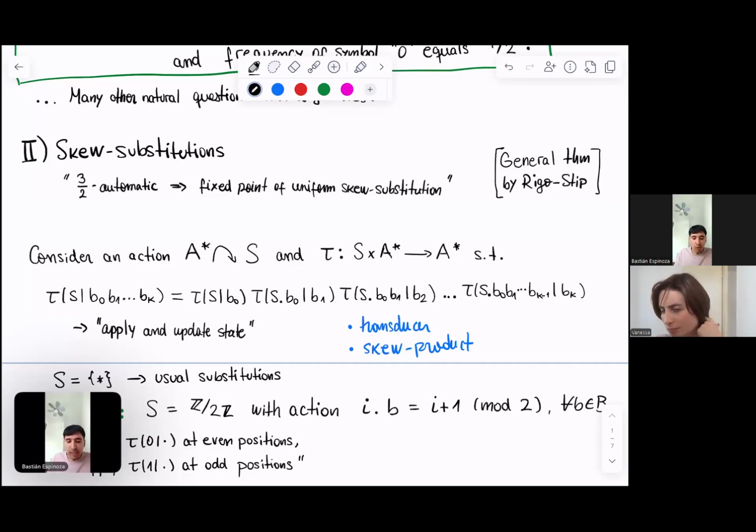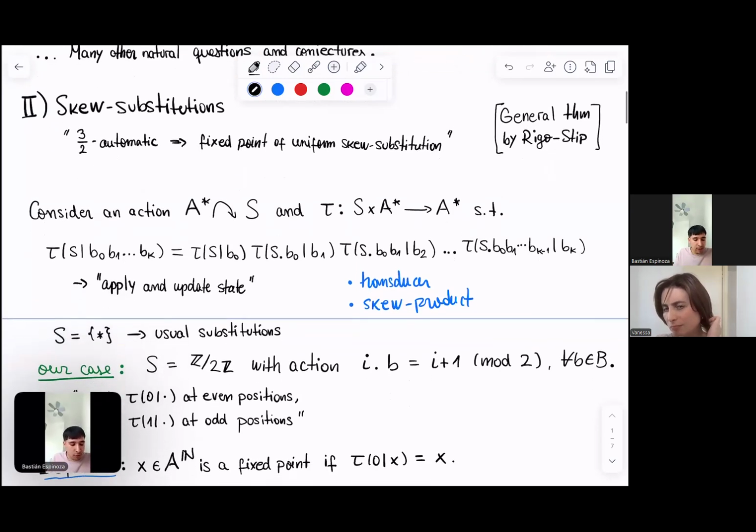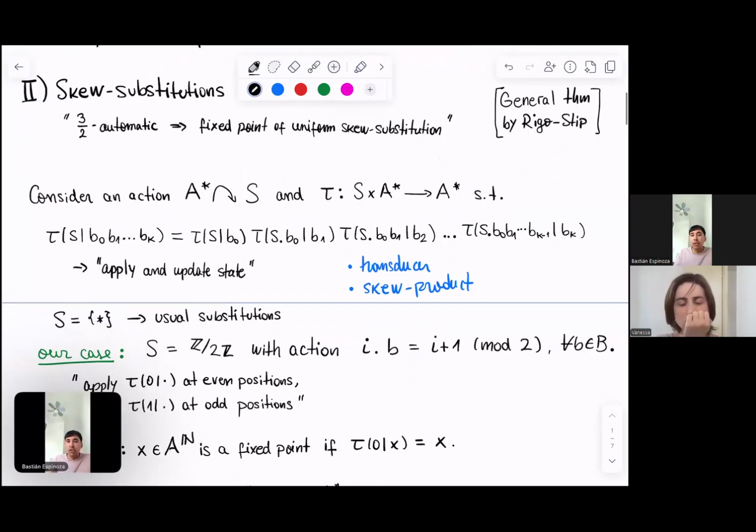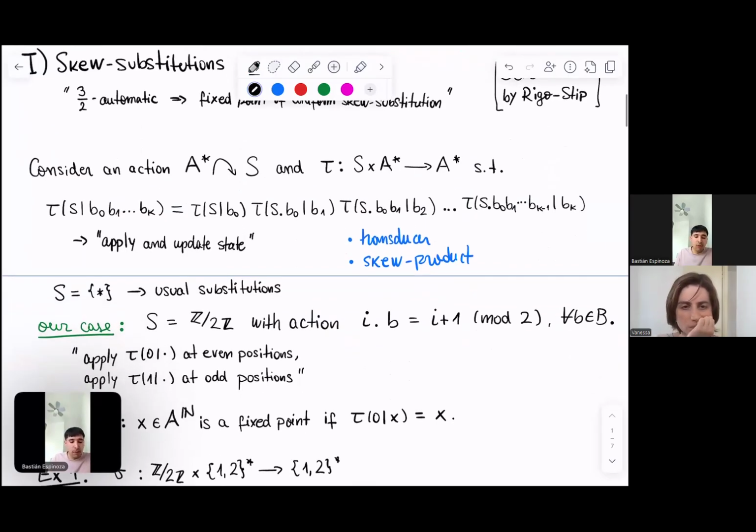So this is the language that we're going to use. Of course, these skew substitutions generalize the usual notion of substitutions, because if we consider, for instance, the trivial set, so a singleton, then the state does nothing, and we essentially recover the notion of substitution. So it is a strict generalization of substitution. This is what I want to say.